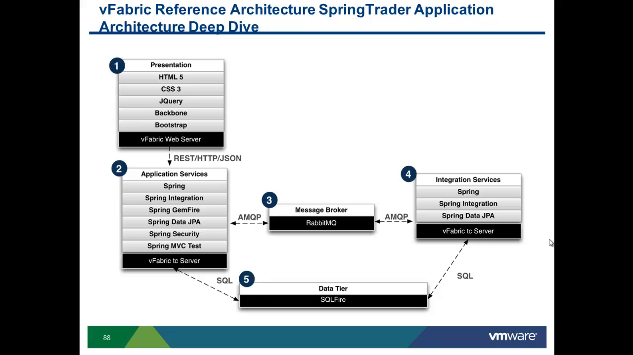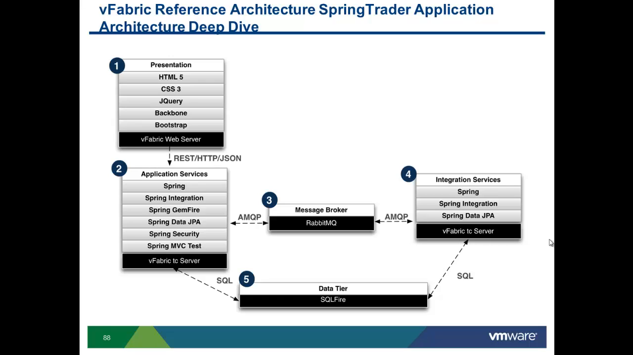The presentation layer uses a vFabric web server using REST and JSON to communicate back to the application services. The application services in turn communicate to layer 3 and 5. Layer 3 is the message broker through RabbitMQ. Then RabbitMQ integrates with integration services such as Spring Integration, and Spring Data JPA, being leveraged for buy and sell orders to implement an asynchronous pattern.